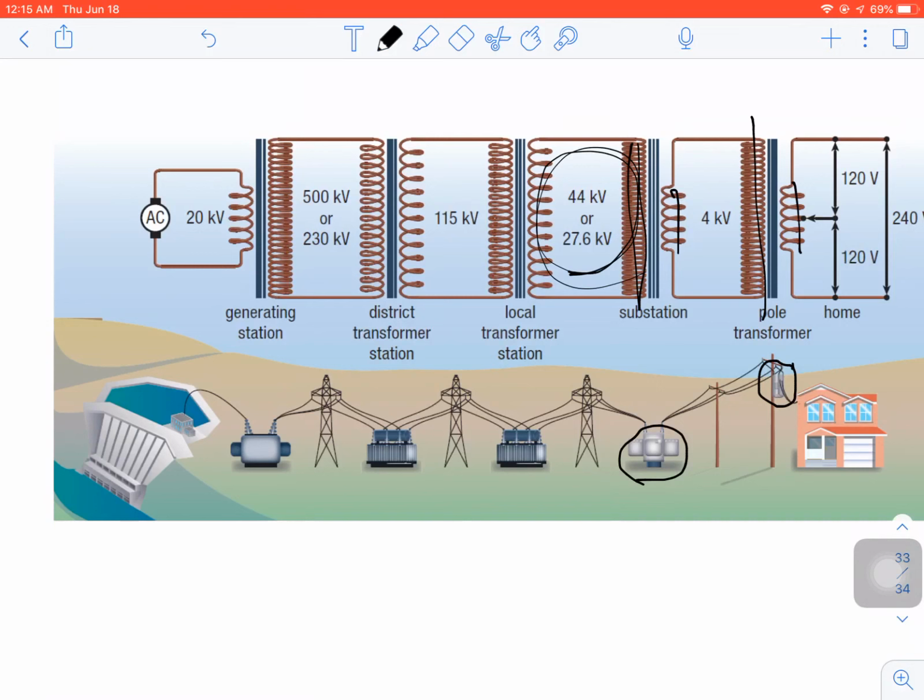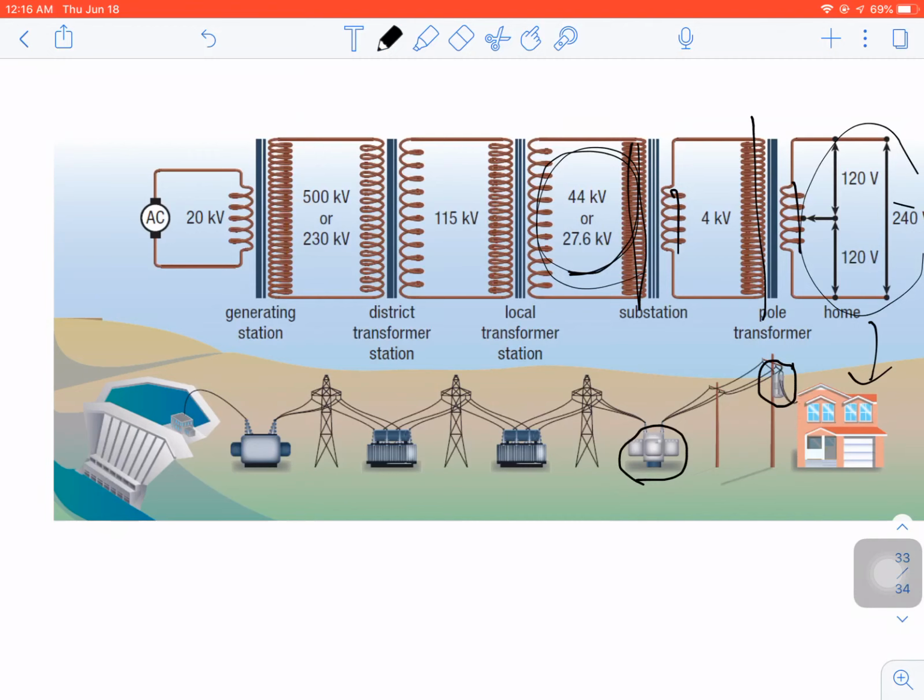Then ultimately I've got the 220 volt lines that'll end up going into a person's home. So I'm going to use transformers and the notion of AC electricity to effectively move electricity across this massive country that we live in.